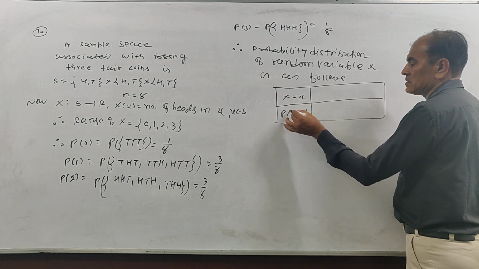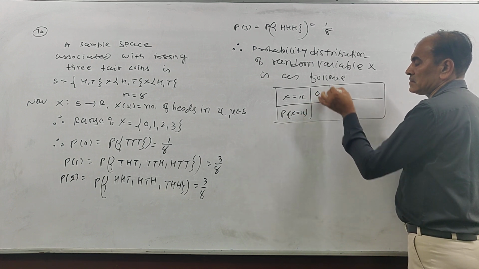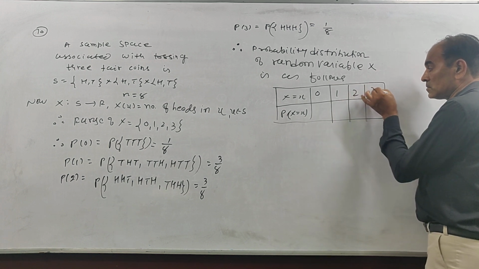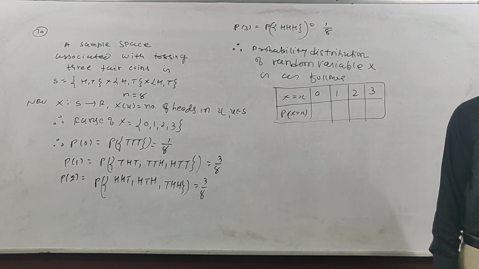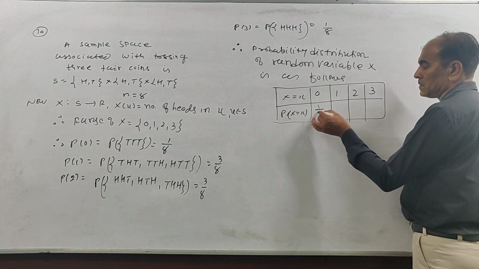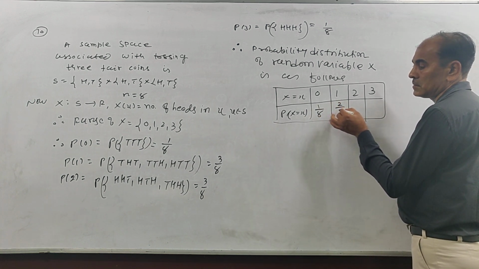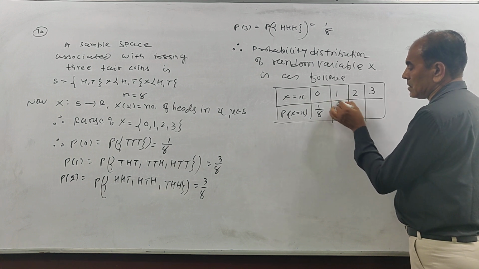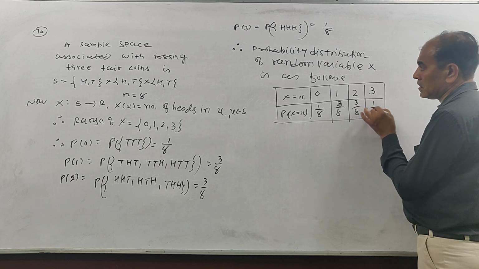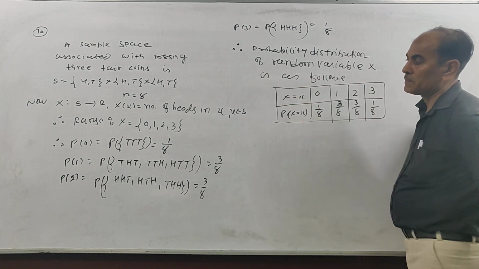P of x is equal to h. How many heads are there? At most 3. That is 0, 1, 2, and 3. What is the probability here? 1 by 8, 3 by 8, 3 by 8, and 1 by 8.